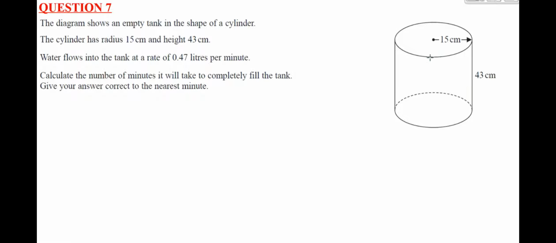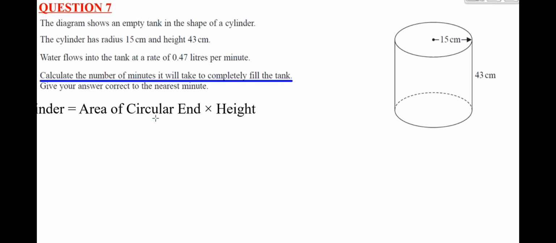This is a cylinder, so what is the formula for the volume of a cylinder? Well, we need to remember, because a cylinder is a type of prism, it's just the area of the end shape multiplied by the length. So in the particular case of a cylinder, we'll need to work out the number of minutes it will take to completely fill the tank, giving this to the nearest minute. As said before, we need to know this formula.